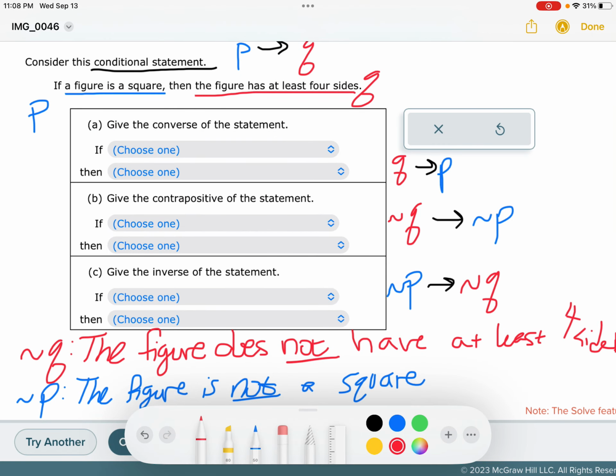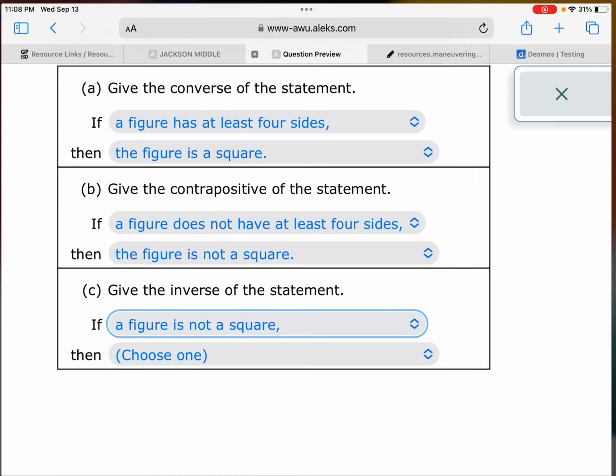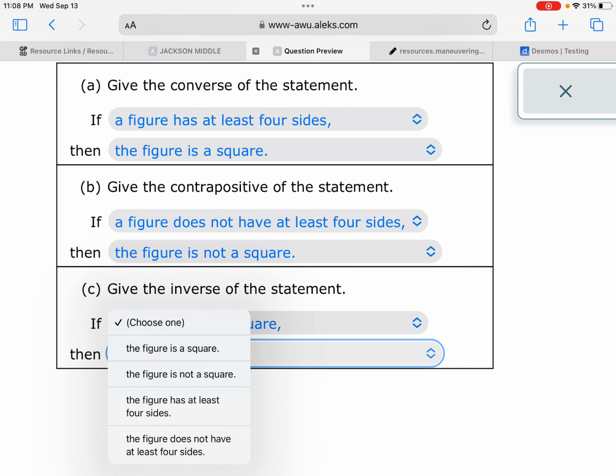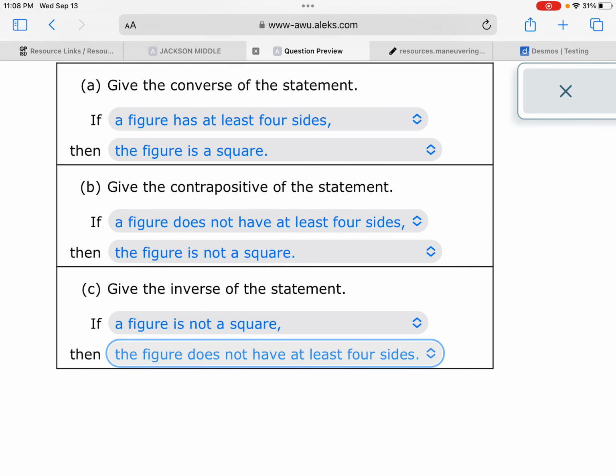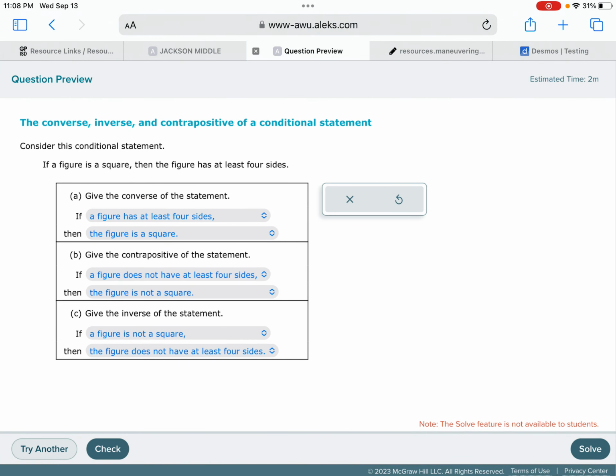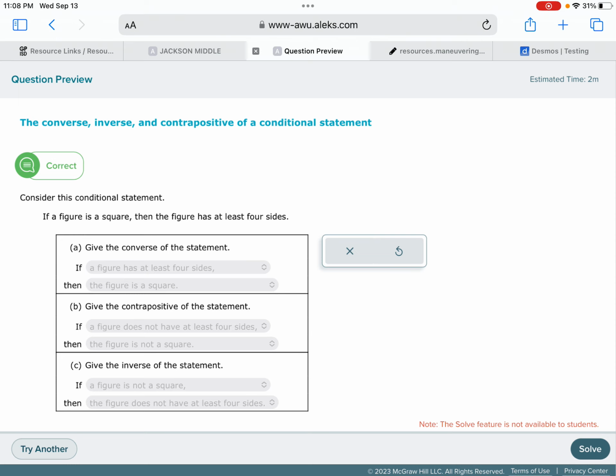Then I go back over and I say, okay, the second thing I need to do is negation Q. Well, Q originally was I have at least 4 sides. So now I'm going to say do not have at least 4 sides. All right. So I go to my assignment and say second part is not 4 sides. So the figure does not have at least 4 sides. And that would be our assignment. Okay. I think that basically covers it.